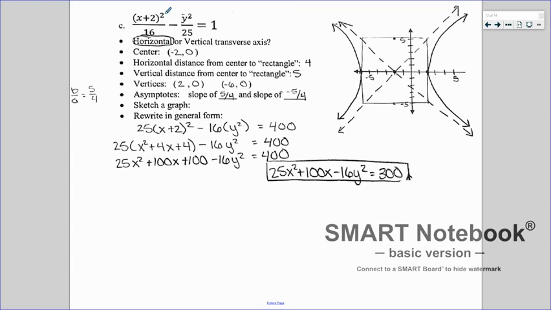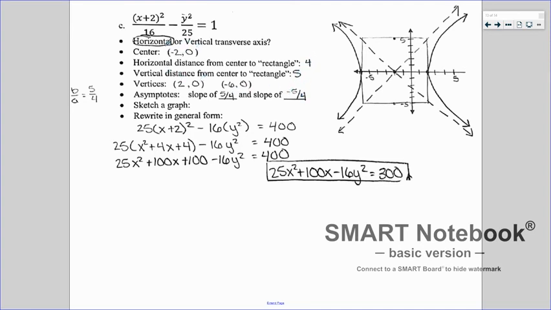All right, next one: (x + 2) squared over 16 minus y squared over 25, centered at (-2, 0). Horizontal radius is 4, vertical radius is 5. So change in y is 5, change in x is 4, so the slopes are 5/4 and negative 5/4.